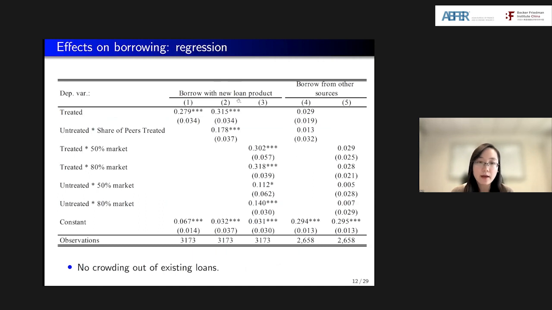And we can see the effects in this regression table, where we see that only about 3% of firms in the pure control markets got the loan by the endline survey, but untreated firms in the treated markets are much more likely to receive the loan. And in columns 4 and 5, we also look at the impact on borrowing from other sources, but we did not see any negative impacts. So this provides some suggestive evidence that those firms are credit constrained, and this new credit product does not crowd out their existing loans.